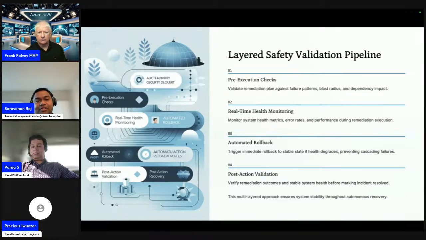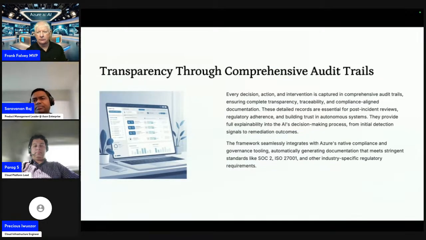And then the fourth step would be the post-action validation. So let's say you make a code change. How stable did the system become after the code change? How quickly did we recover? So all those multi-layered approaches help with the safety of this autonomous recovery.